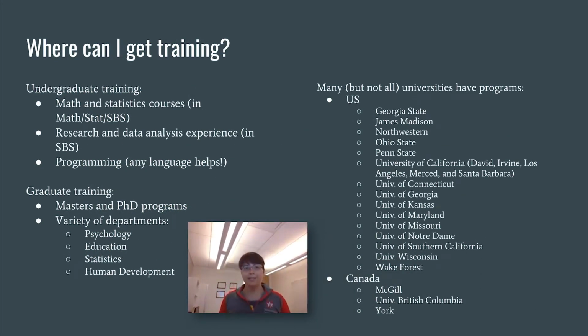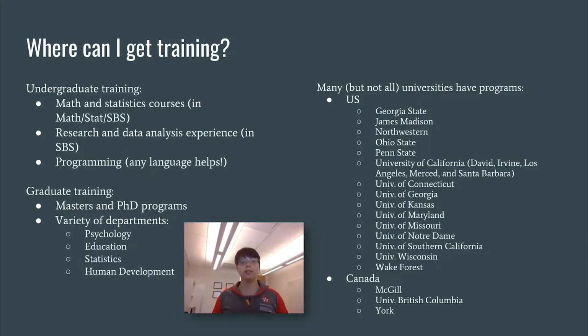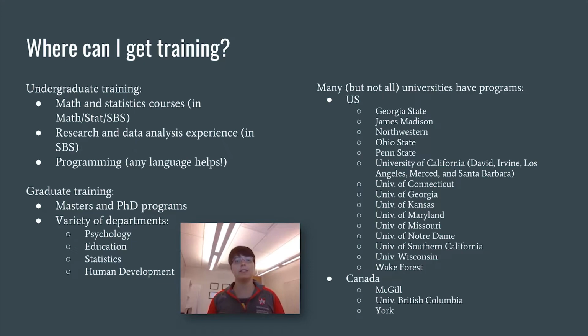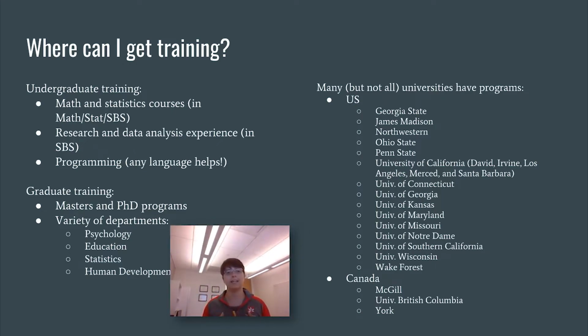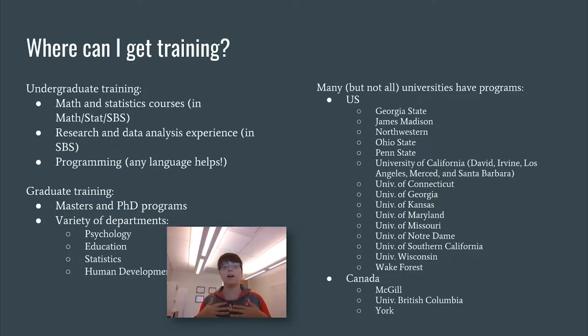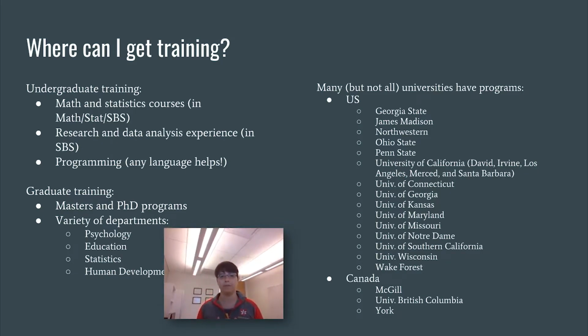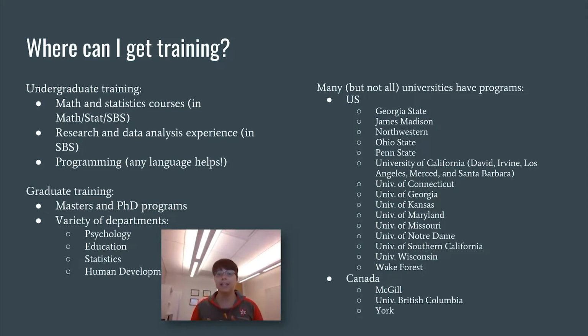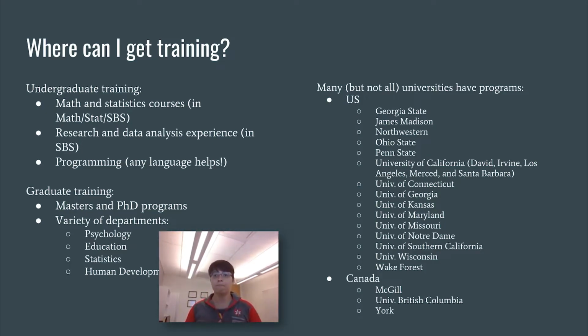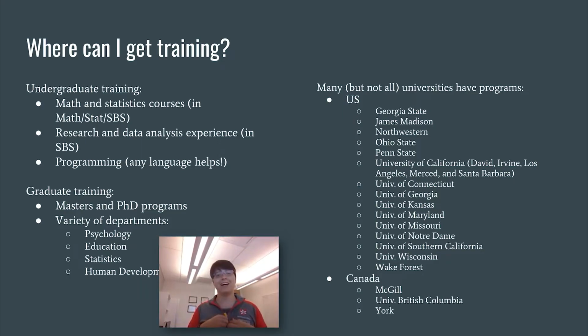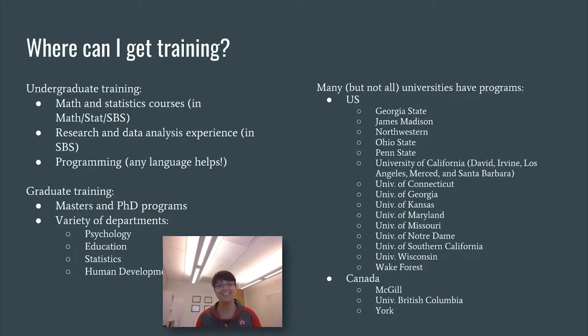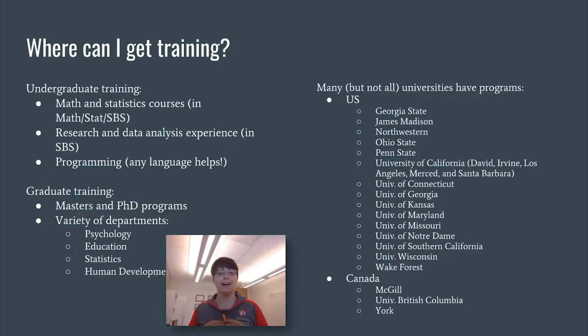So, where can you get training in quantitative methods? So, the undergraduate training is quite diverse, where you'd be looking for courses in math and statistics, in maths and statistics departments, but also in your social behavioral sciences department. So, for example, I took classes in a psychology department when I was an undergrad. There are often classes in education and other social behavioral sciences. You'll also be looking for research and data analysis experience, and this will often come from your social behavioral field. And then any type of programming experience that you can get is very, very helpful. So the first programming language that you learn is pretty much always the hardest. And then learning subsequent ones from there just gets a little bit easier.